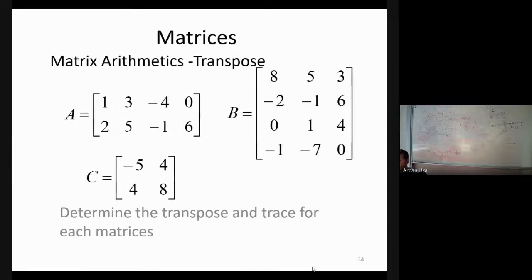Let's see here. What is the trace of A? First of all, the trace of A does not exist because A is not square. If it was square, we could have the 1 plus 5 would be 6, but no. We cannot find the trace of B because B is also not square, but we can find the trace of C, and in this case the trace of C will be plus 3, because when we have minus 5 plus 8, we get plus 3. This is the trace.